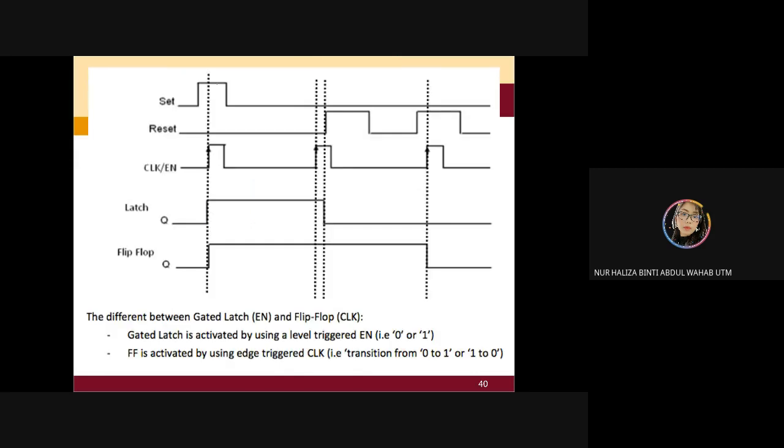So let's take a look here. You can see here we have the clock for our SR flip-flop. Then you can see the differentiation. We have SR latch and flip-flop. If latch, you look into the EN there, 1, 1, 1. If flip-flop, we're going to look into the clock, the positive clock there.